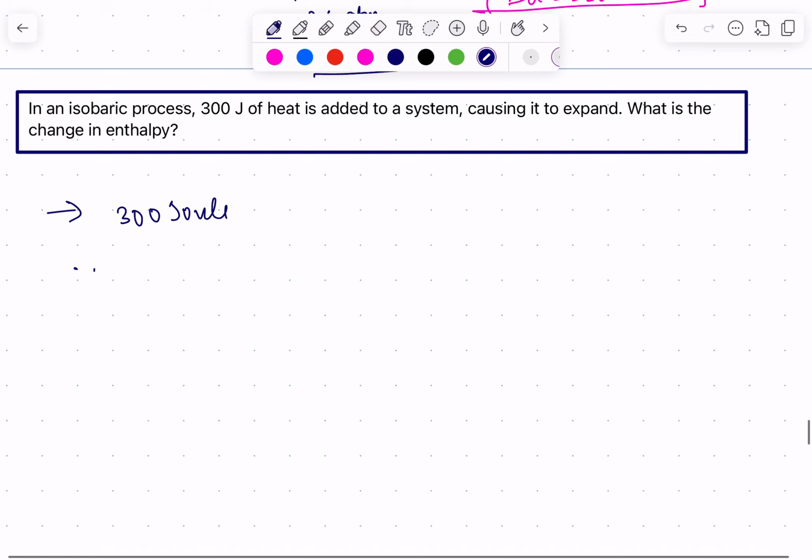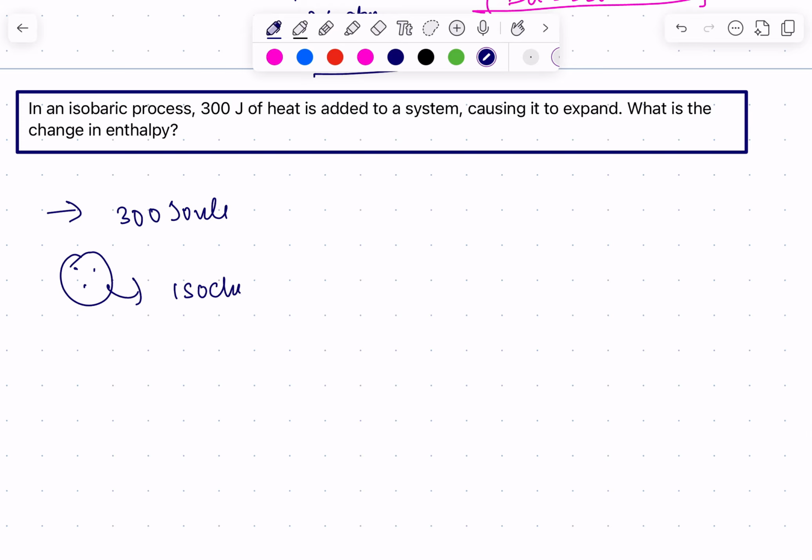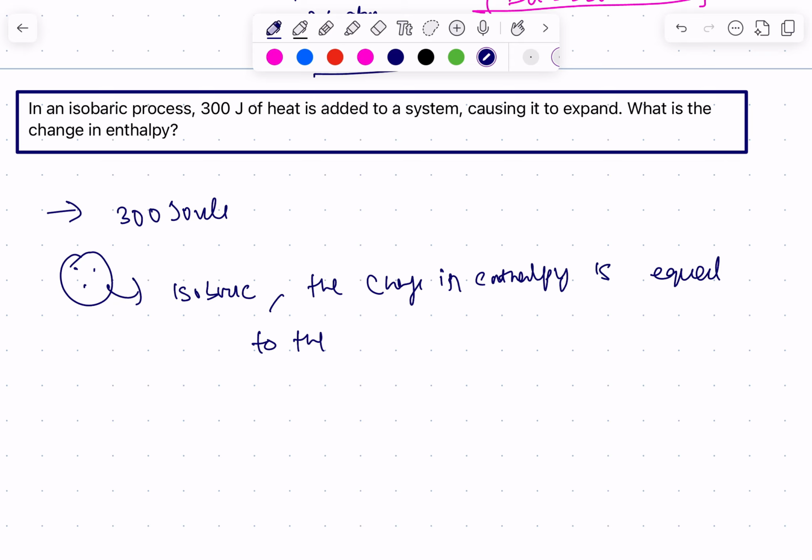Yeah. So here comes a very important concept: in an isobaric process, the change in enthalpy, very important, the change in enthalpy is equal to the heat added.